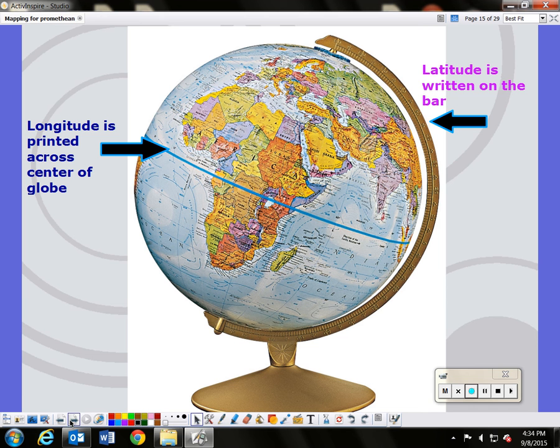Okay, when you're looking at a globe, because we'll be using globes in class, longitude is actually printed across the center. This blue line on your globes in class has numbers that go up and down on it, and those are lines of longitude. Latitude is on that gold bar. So each of these numbers correlates to a line of latitude.